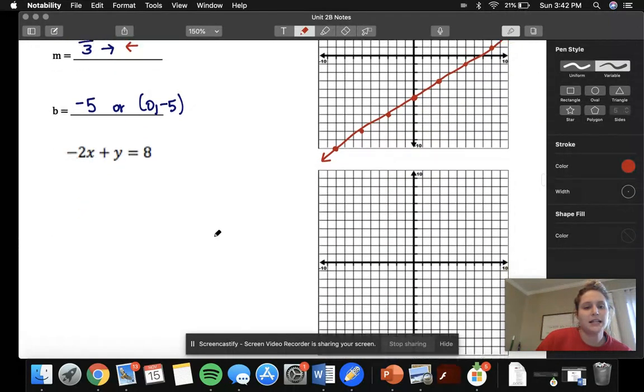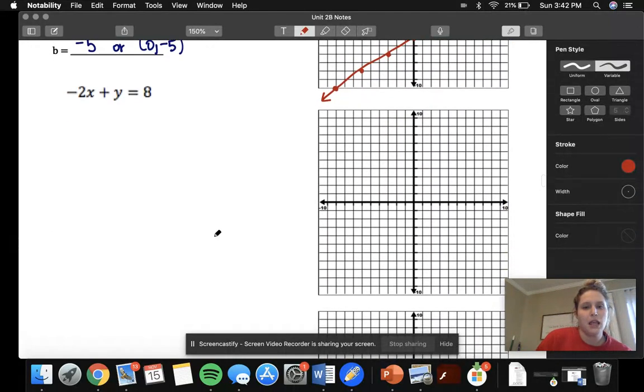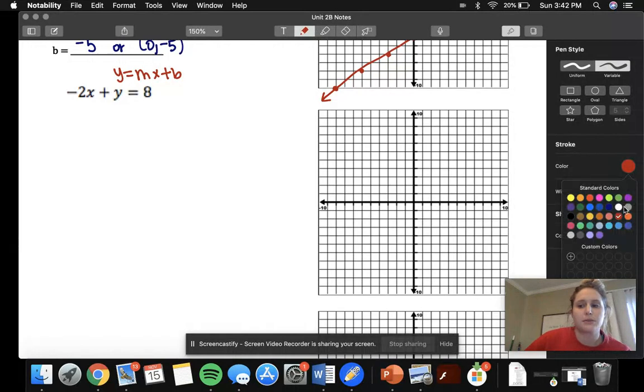All right, so this next equation, hopefully we notice that something is weird about it. We actually cannot graph this quite yet, and that is because it does not look like y equals mx plus b. So if it does not look like y equals mx plus b, we're going to have to manipulate it and figure out how to put it into that form.